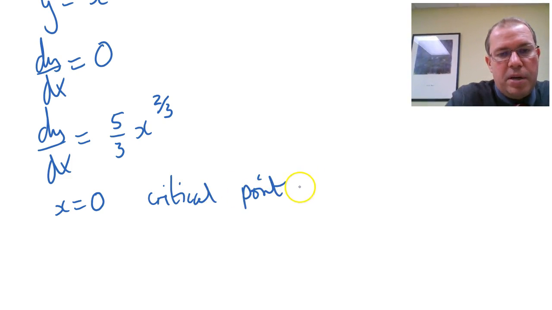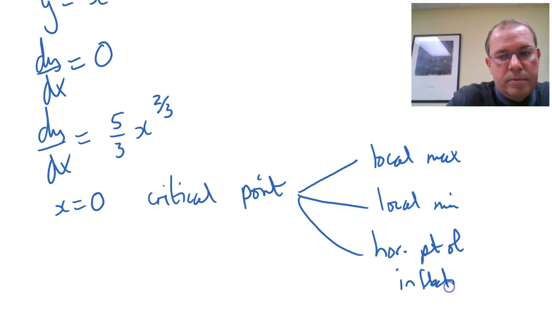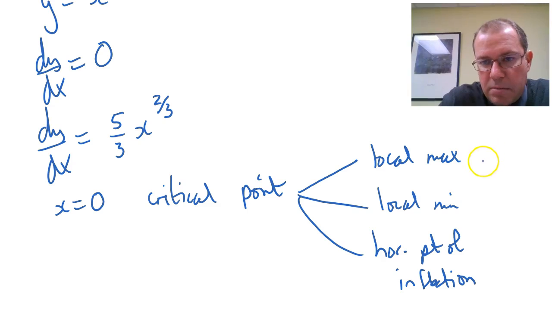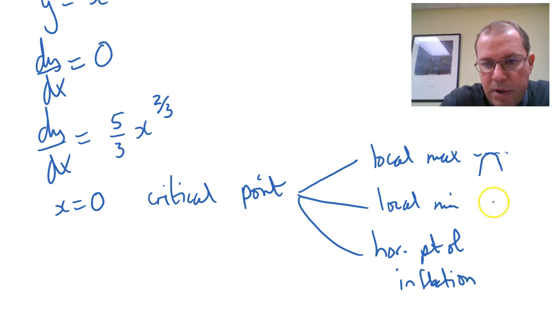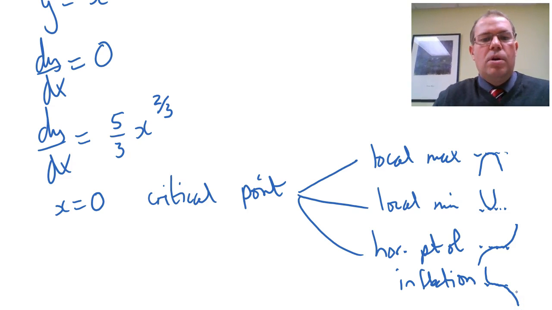So now let's try and classify this. Of course, it could be one of three things. It could be a local maximum, it could be a local minimum, or it could be a horizontal point of inflection. A local maximum, of course, has a slope of 0. A local minimum, of course, has a slope of 0. And there are two types of horizontal point of inflection. It could be concave down and then change to concave up, or concave up and then change to concave down. So one of those.